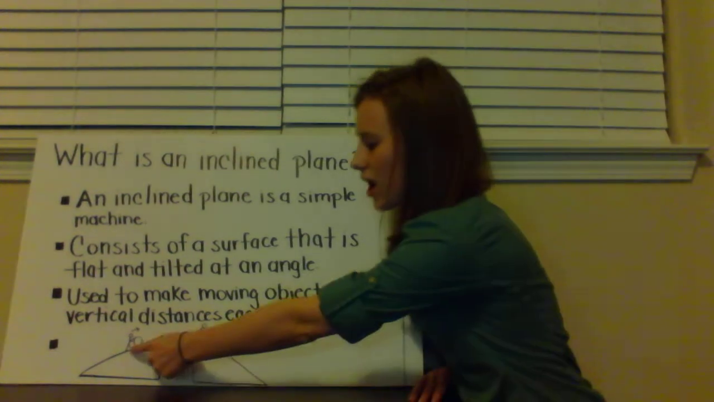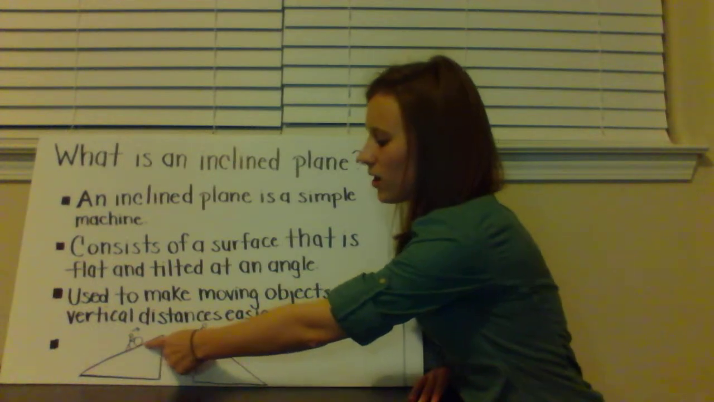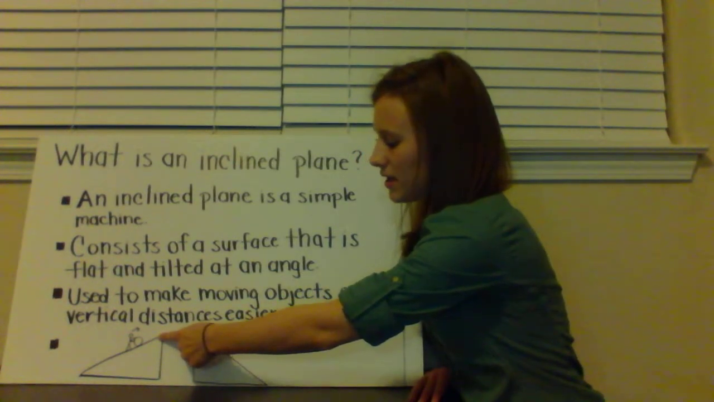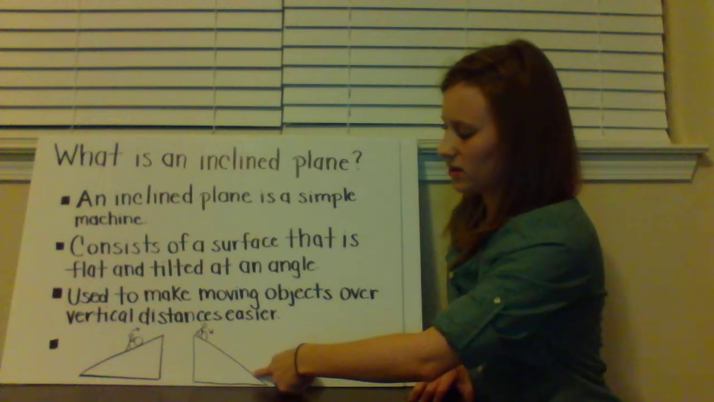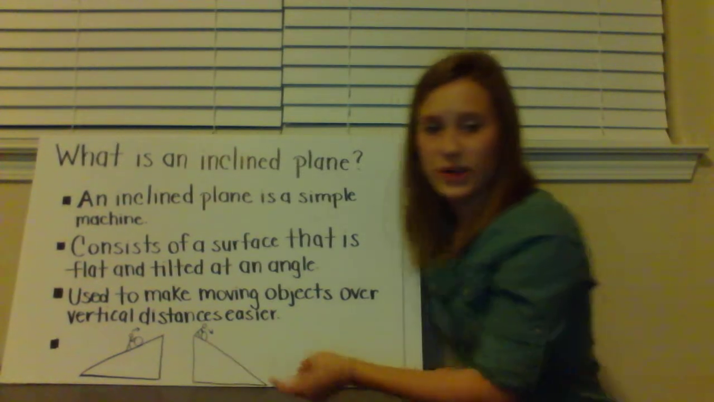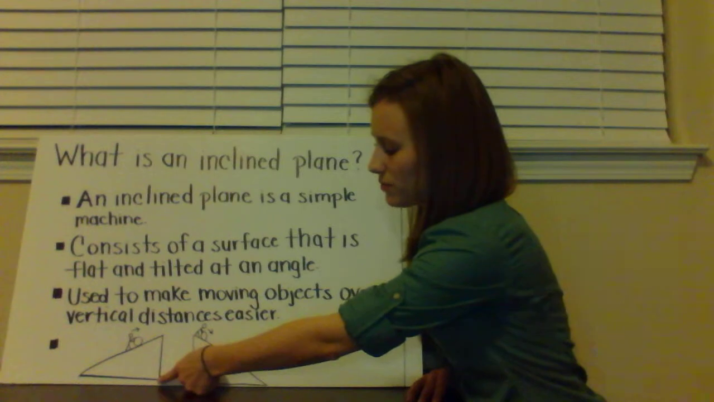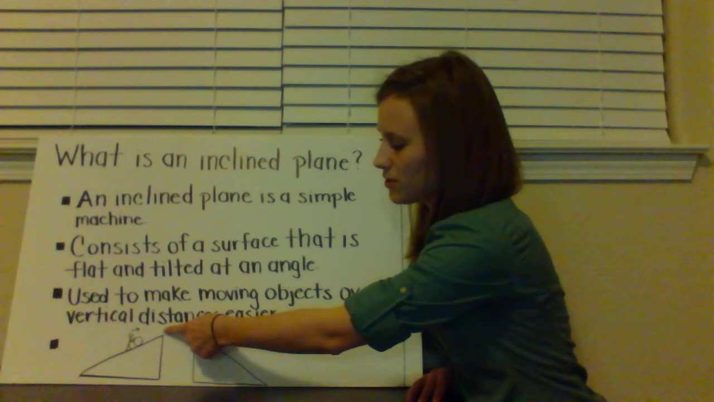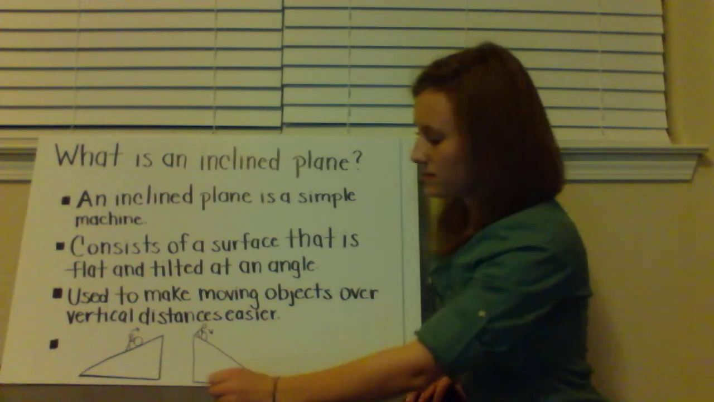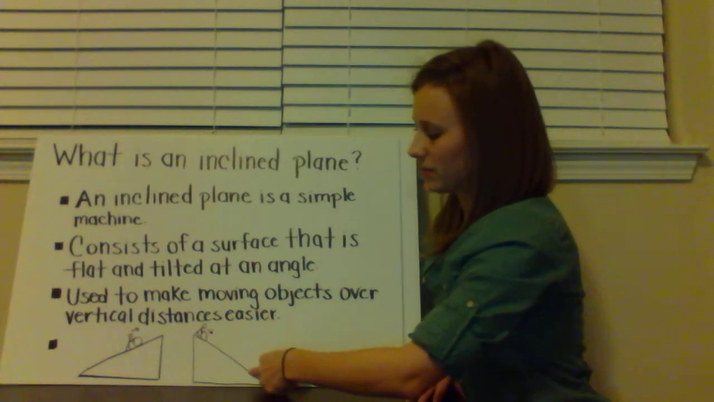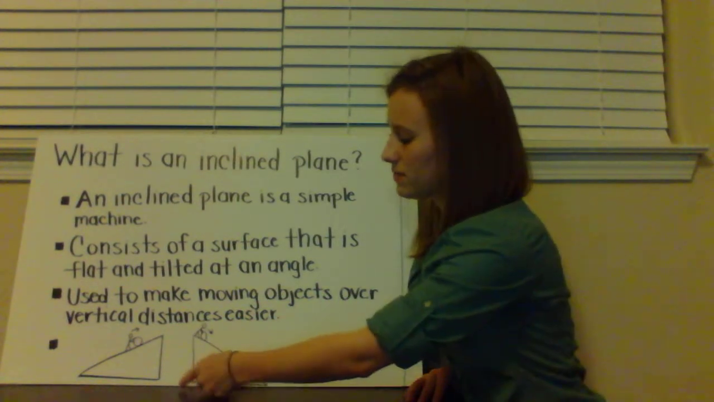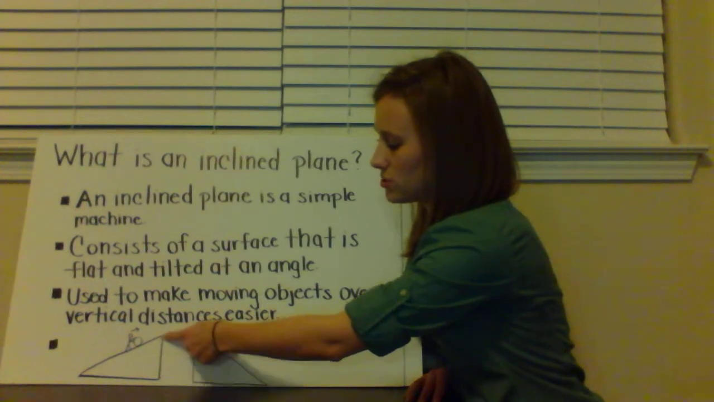As we see here, our stick figure is rolling a ball up an inclined plane, and over here he's pushing the ball down an inclined plane. Now, when I talked about vertical distances, it would be from the bottom of the triangle to the top. So it's way easier for our stick figure to roll his ball up the inclined plane or down the inclined plane than it is for him to lift the ball up from the bottom to the top.